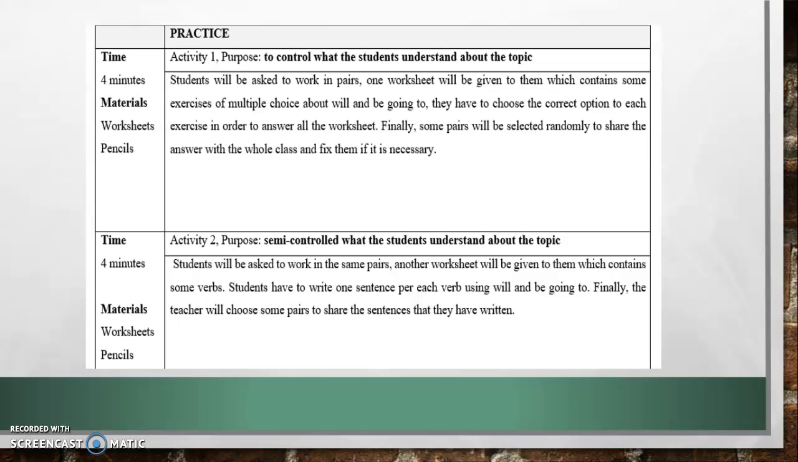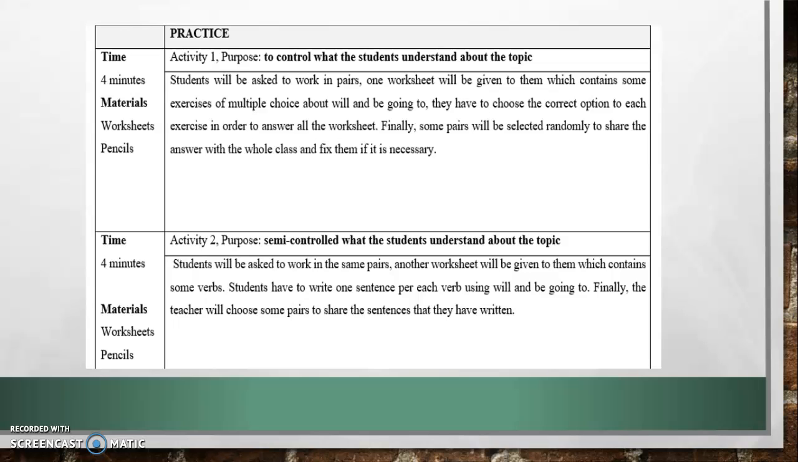Students will be asked to work in pairs. One worksheet will be given to them which contains some multiple choice exercises about will and be going to. They have to choose the correct option for each exercise in order to complete the worksheet. Finally, some pairs will be selected randomly to share the answers with the whole class and fix them if necessary. The time for this activity is 4 minutes and the materials are worksheets and pencils.